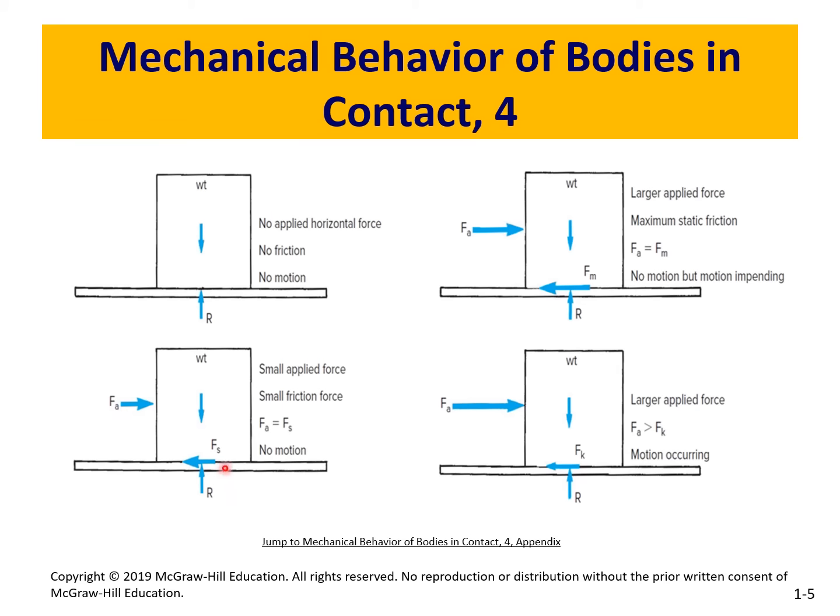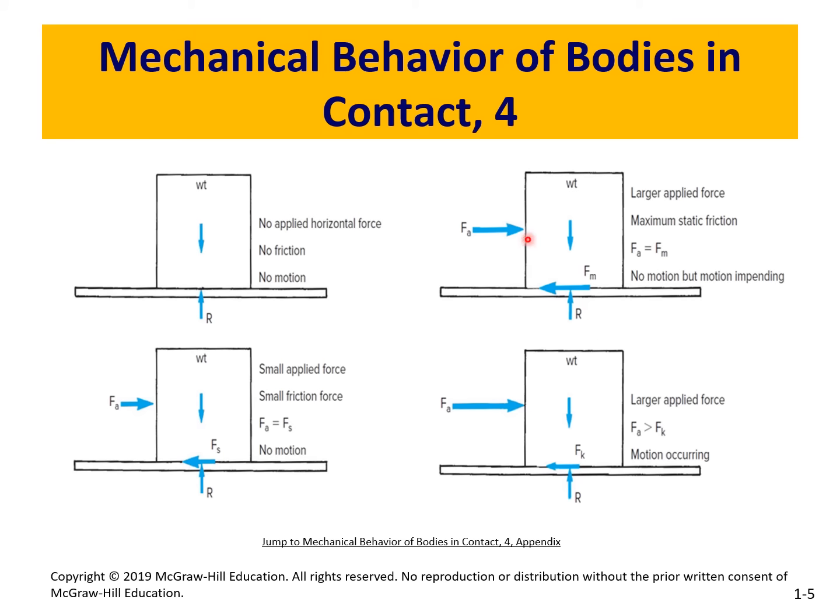So the weight should always equal the reaction force, and we don't have a motion. Now, if we have a large applied force, and the object is about to move, it didn't move yet, but it's about to move any moment, any time. And now we have something called maximum static friction, where Fa equals Fm, the friction force, and that force is the maximum static friction, and the weight in the y-axis should equal the reaction force.